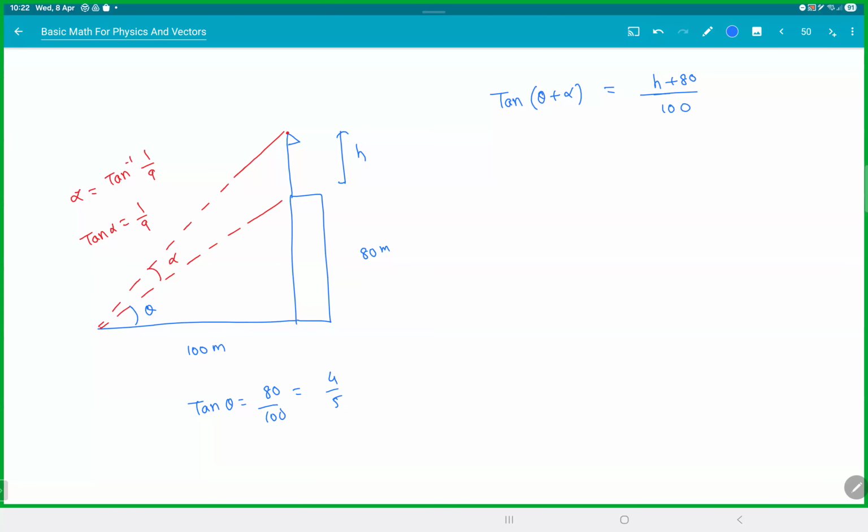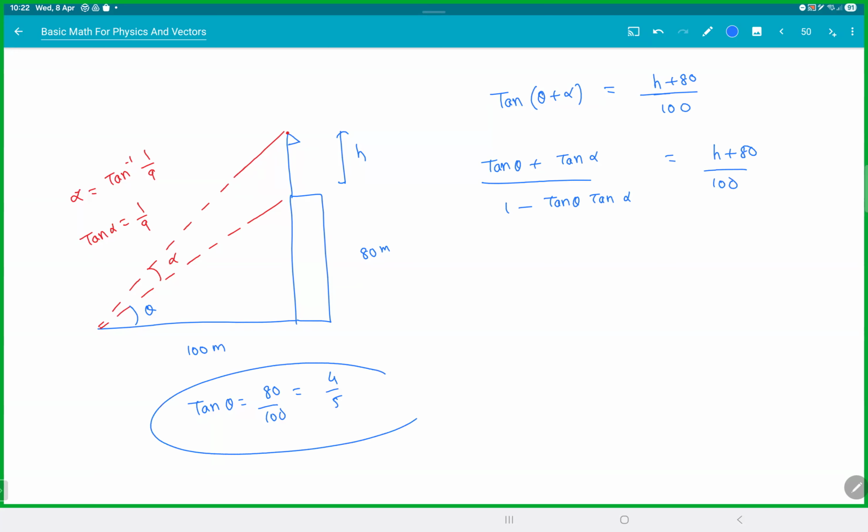But how do we get tan of theta plus alpha? Remember the formula: tan(A plus B) is (tan A plus tan B) by (1 minus tan A tan B). So that would be (h plus 80) by 100 equals (tan theta plus tan alpha) by (1 minus tan theta tan alpha). What is tan theta? 4 by 5. What is tan alpha? 1 by 9. Substitute, you'll get the answer.